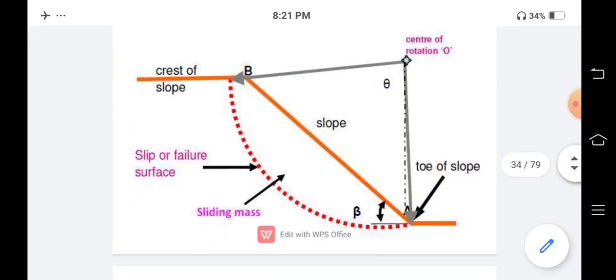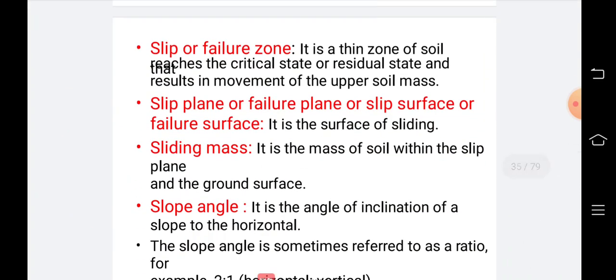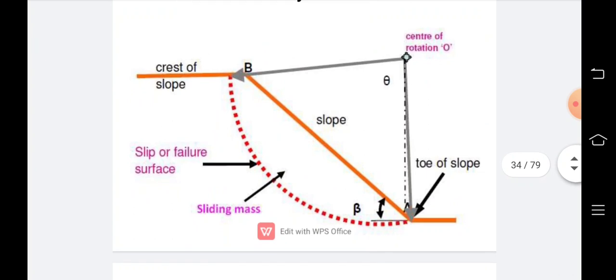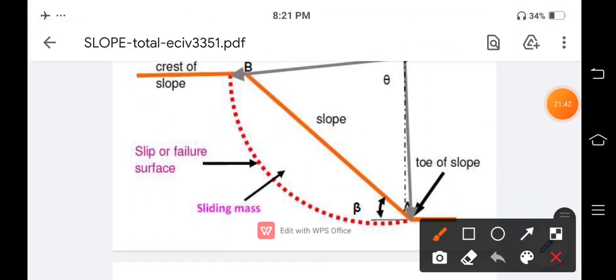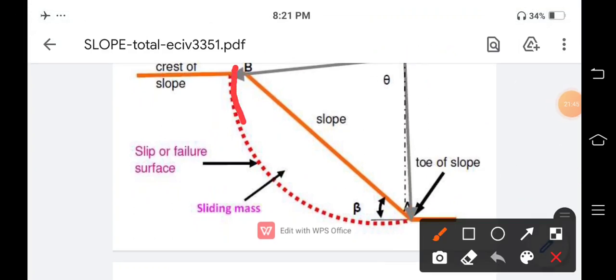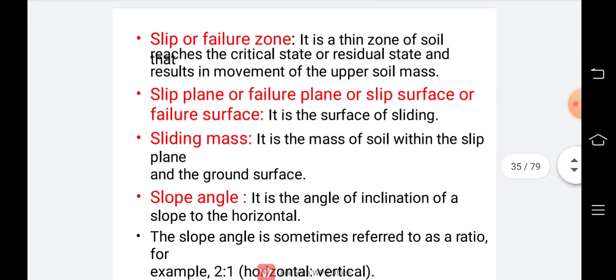So let us discuss one by one. First is the slip or failure zone. It is a zone of soil in the critical state or a residual state and results in a movement of the upper soil mass. This is called a slip surface, due to which the soil will slip in that direction. The next one is the slip plane or failure plane, or slip surface or failure surface. It is called a surface of sliding.